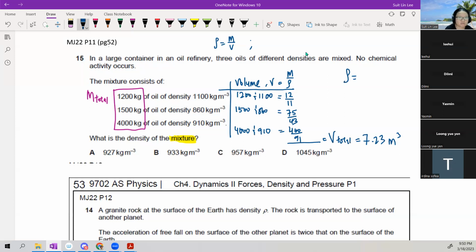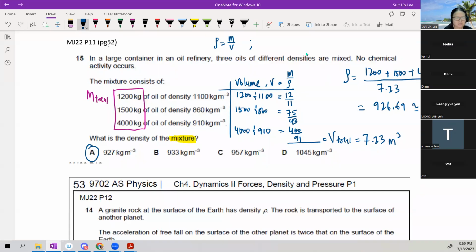So to find density now, I will take the total mass, 1,002, 1,005, 4,000, divide by the total volume, 4.23. I mean, sorry, 7.23. So I'll get 926.69, which is approximately 927. Okay, easy. It's not hard. It's just, don't leave this to the first time you see questions like this, or practice so that you have a strategy. Okay, don't waste time.